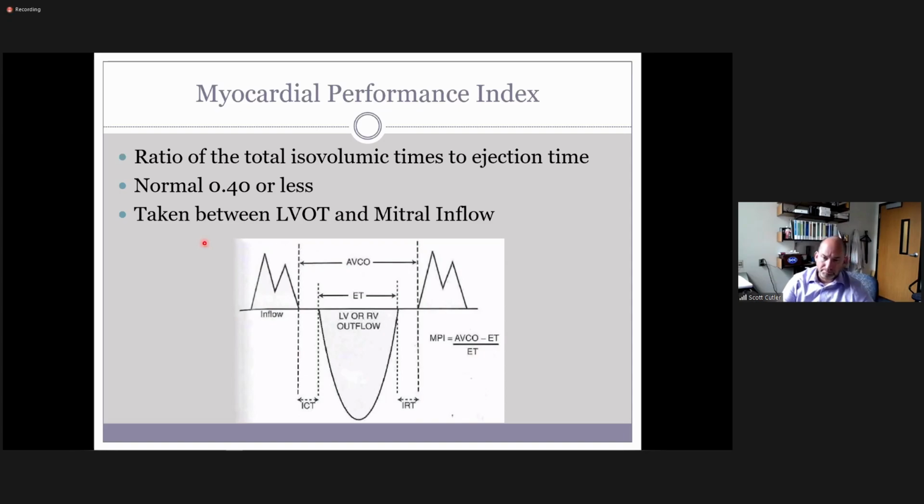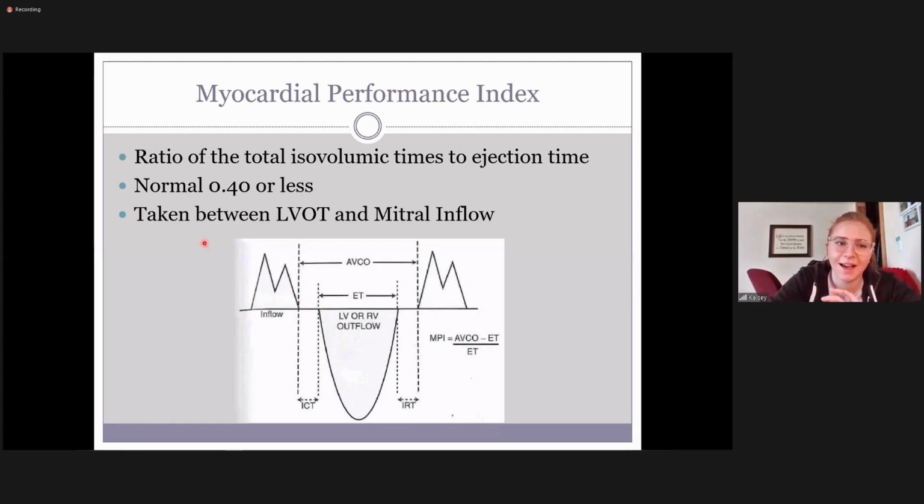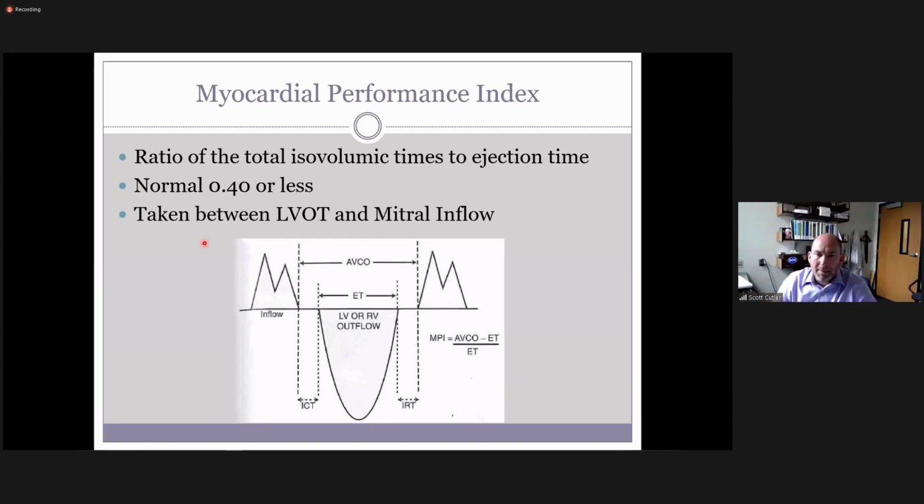Kelsey, go ahead. Yeah, so that's what I was going to ask. How often is MPI done? Because we've also mentioned muscle mass and MAPSE, which I've also heard you and others say is not something done. So MAPSE is not done very commonly.